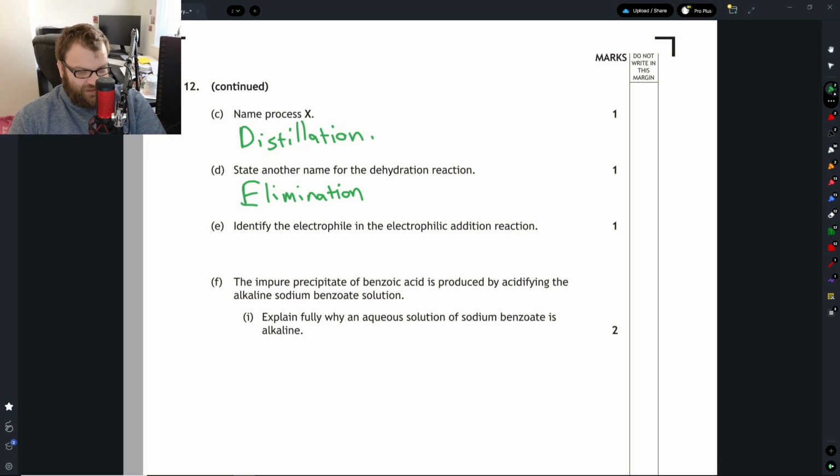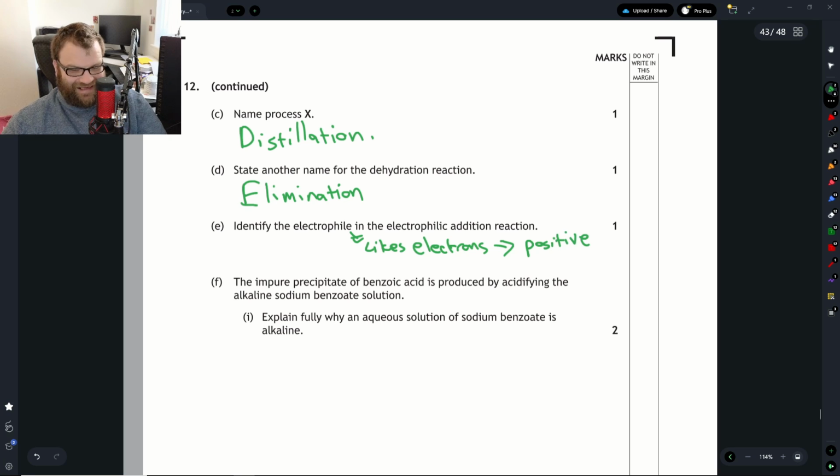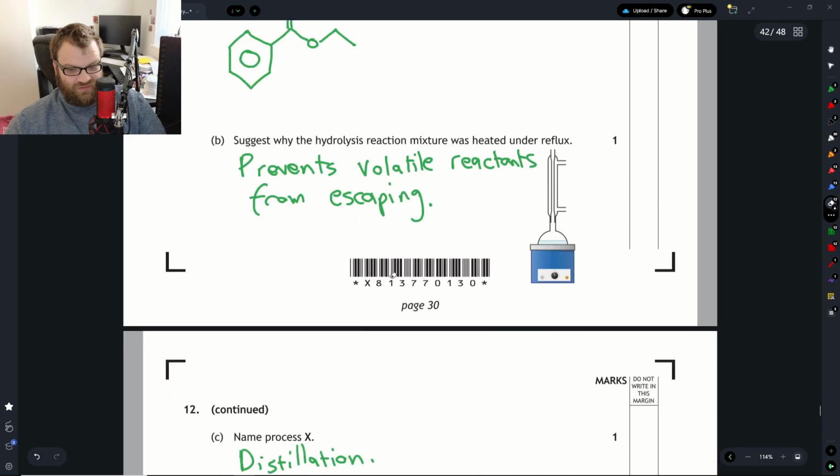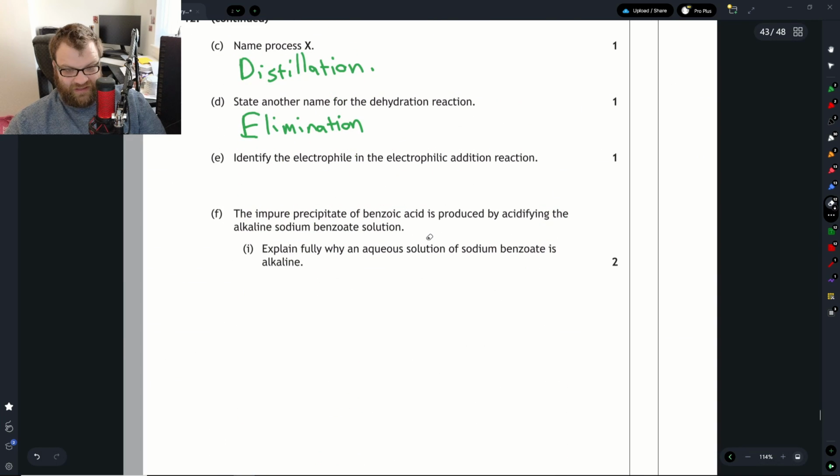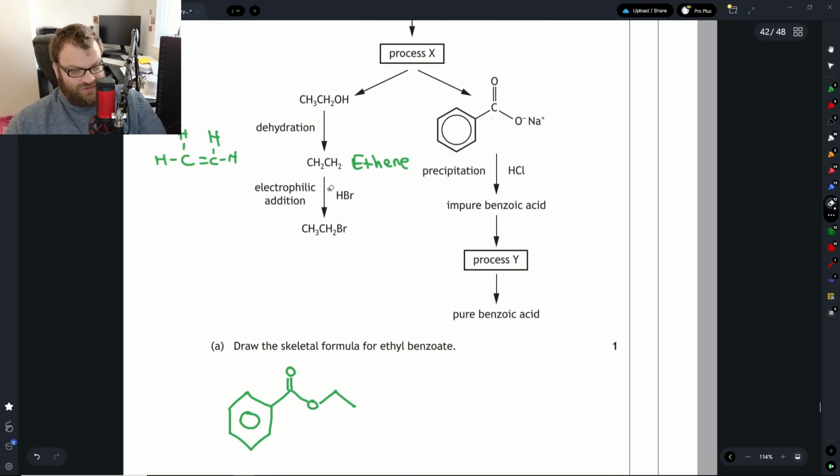We're looking for the electrophile. Electrophile means likes electrons. If something likes electrons, that means it's going to be positively charged. It'll be the thing that attacks the benzene ring. Let's see what does that. Electrophilic addition reaction. Down here. That's going to then have to be got HBr.